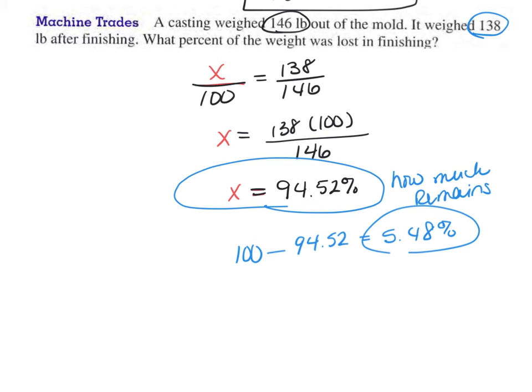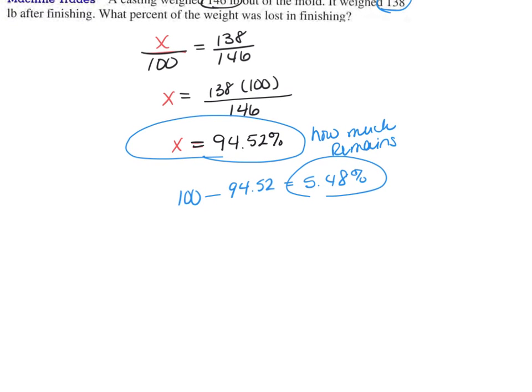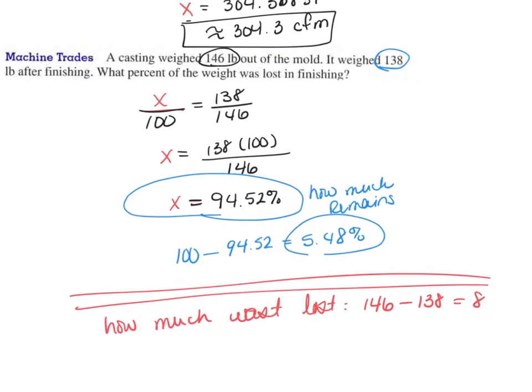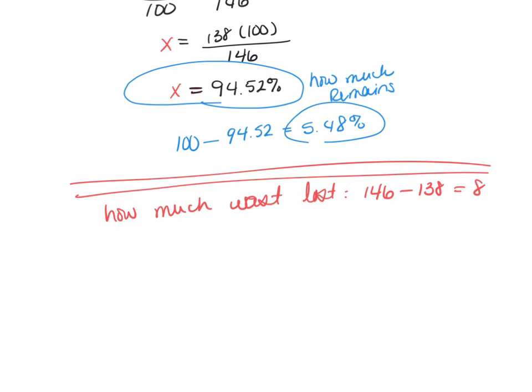Okay. So this is one way to do it. The other way I could have done this without having to take that extra step is to figure out how much was lost in the first place. And the way I do that is I take the whole amount, which is 146, and I subtract off the remaining amount, or the part. So 146 minus the 138 is how much was lost. So 8 pounds was lost.